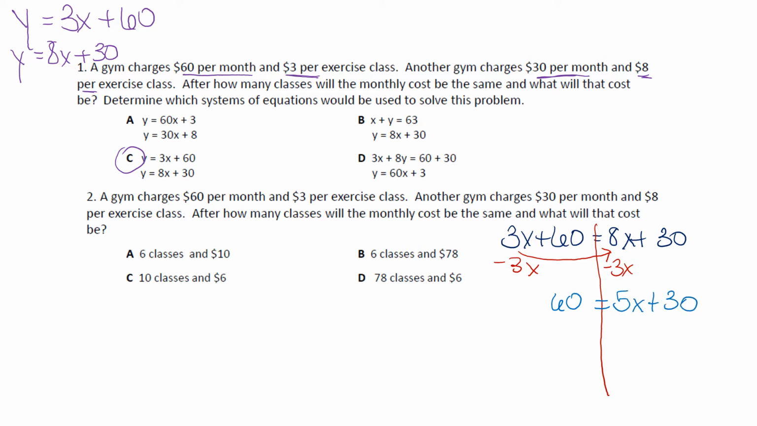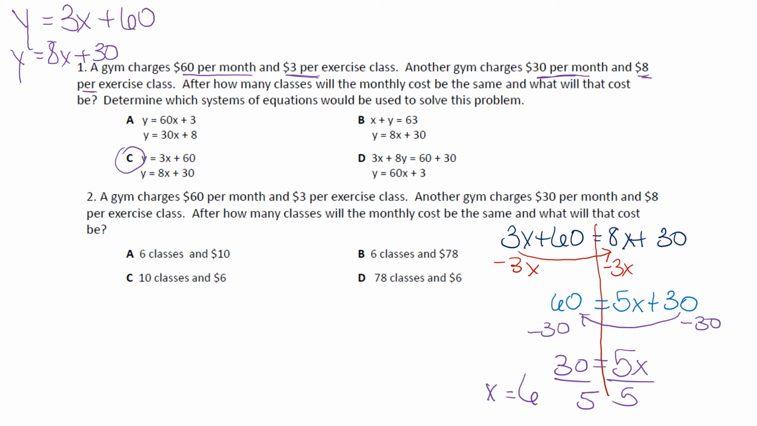Now I need to get all of my constants to the other side of the equal sign. So I'm going to move this 30 across the equal sign. I do that by using an inverse operation. For the opposite, subtract 30 on both sides. That's going to leave me with the 5x, and 60 minus 30 is going to be 30. Divide both sides by 5, and so your x is 6.